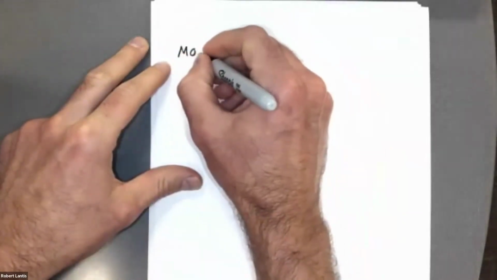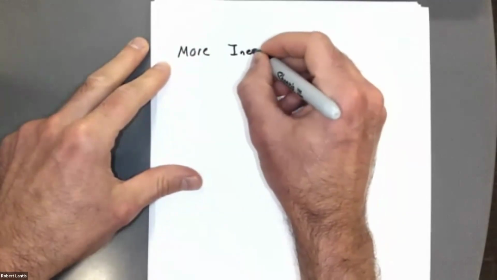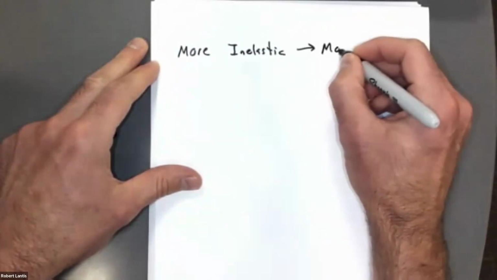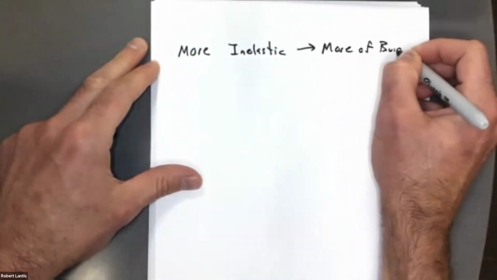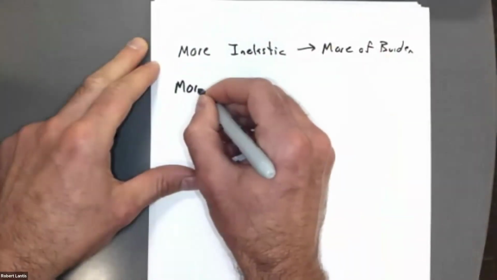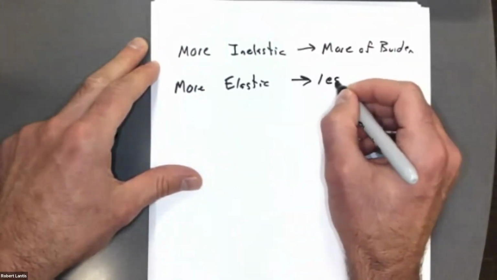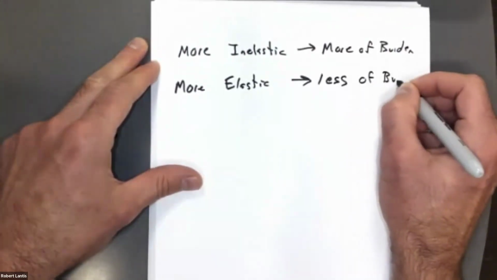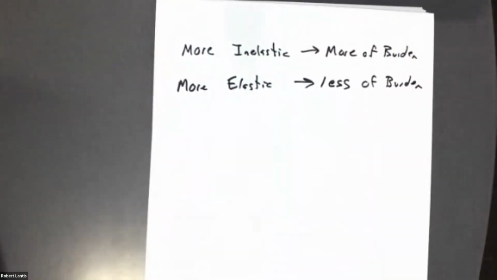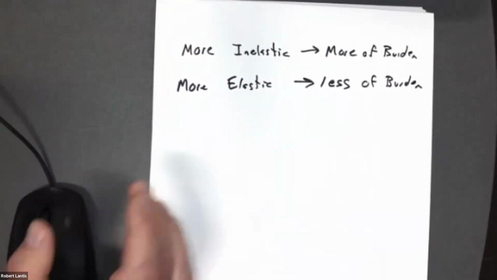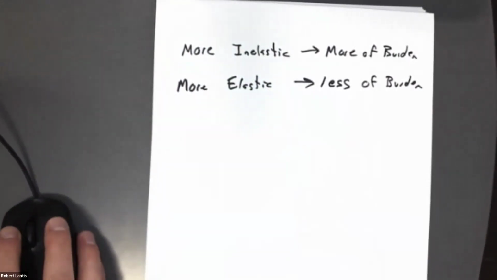What's going to end up being true is whoever is more inelastic, supply or demand, they're going to bear more of the burden of that tax. And whoever is more elastic, they're more responsive, they're going to bear less of the burden. Okay. So we know how to calculate elasticities. We can determine who is more or less elastic.